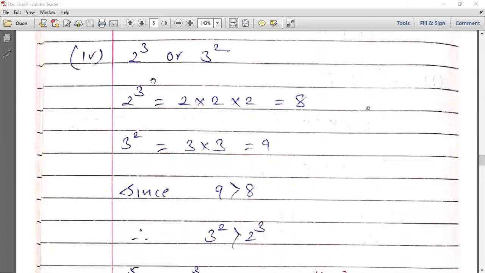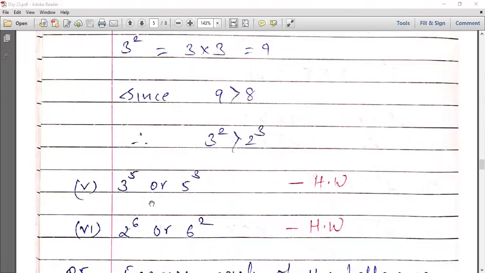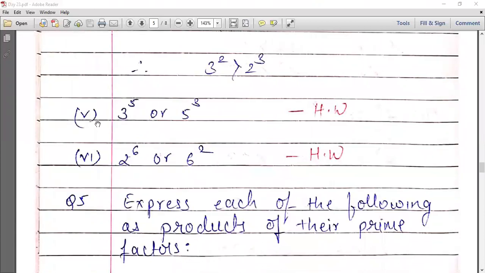Part 4. 2 raised to 3 or 3 raised to 2. 2 raised to 3 will give you a value of 8. 3 raised to 2 will give you a value of 9. Comparing these two, you will see 9 is greater than 8. Hence, 3 raised to 2 is greater than 2 raised to 3. Try to solve part 4 and part 5 and part 6.